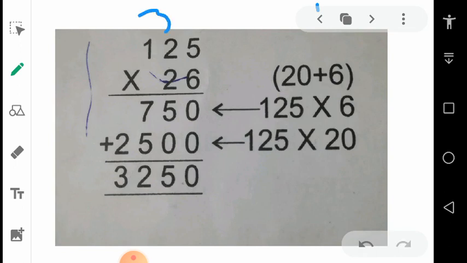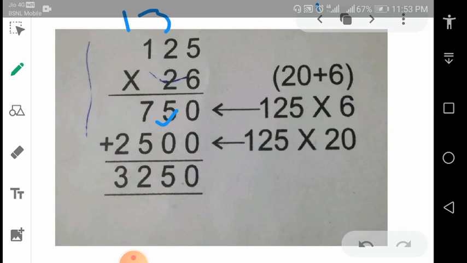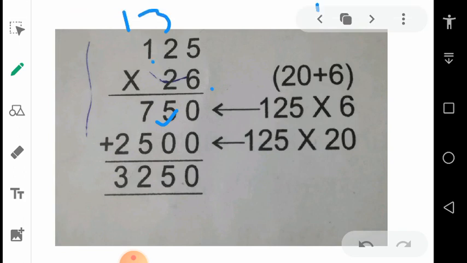Then 6 2s are 12 and plus 3 becomes 15. So 5 is here and 1 carry. Now 6 1s are 6 and plus 1 as a carry, it gives 7. Okay. Next digit is 2 as in 26. So multiply 2 with 125.